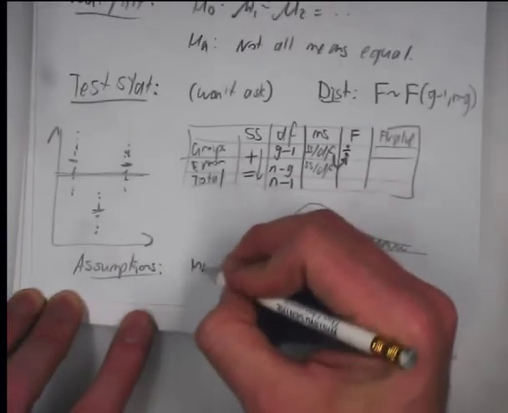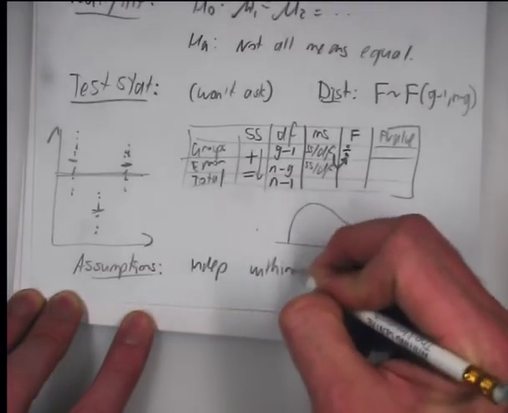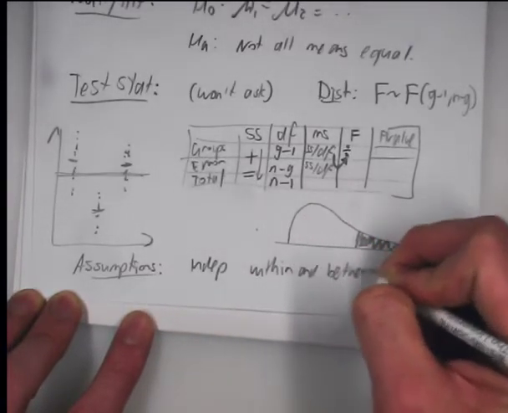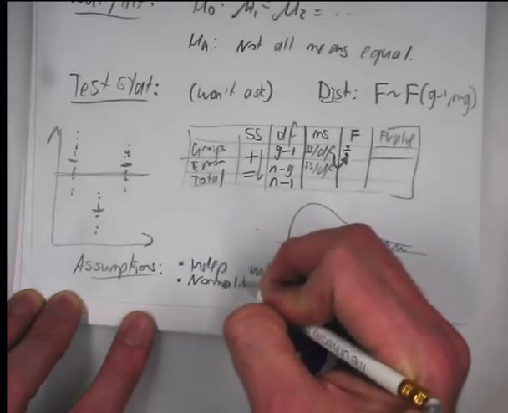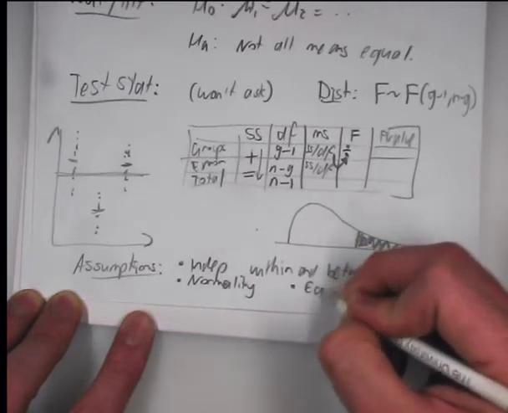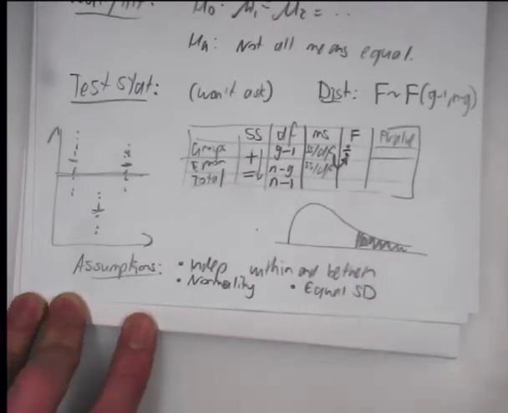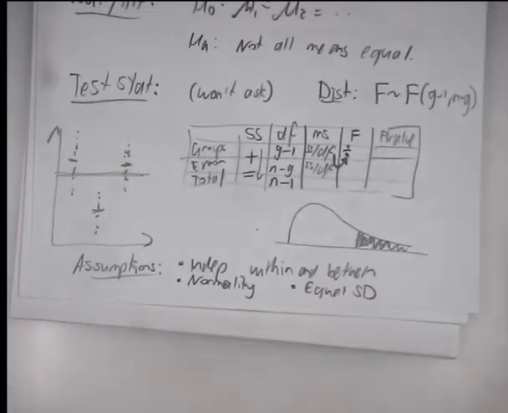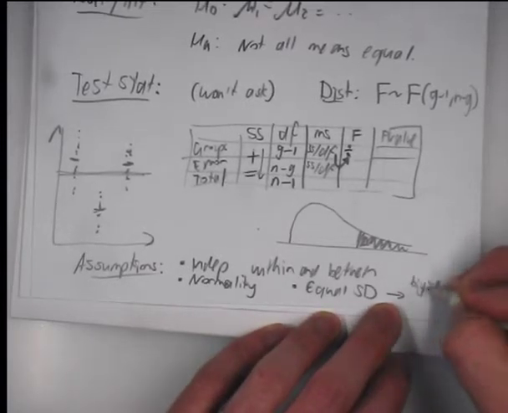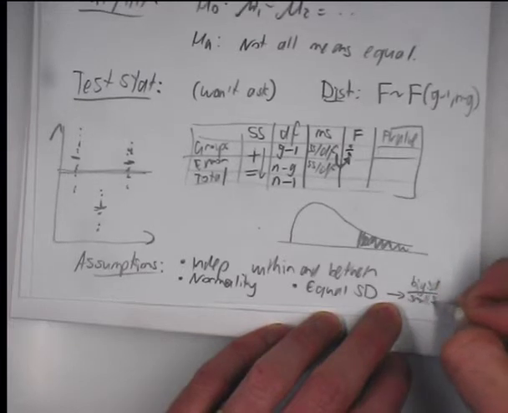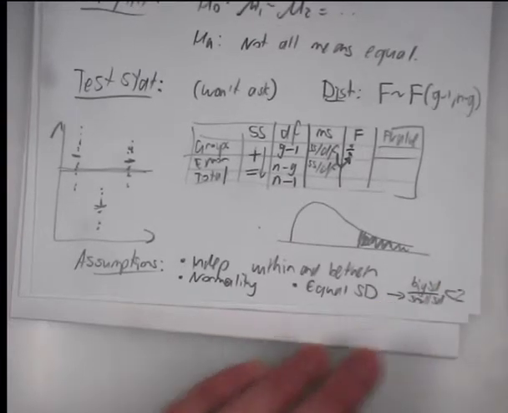Well, it's independence within and between groups, normality, and also equal standard deviations in each group. So the independence, that's from the story, the normality is from a histogram, okay, and the equal standard deviations, you take the biggest standard deviation and divide by the smallest standard deviation, and you want that to be less than 2.